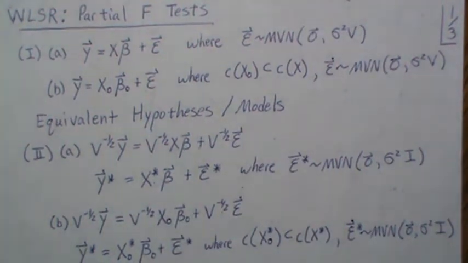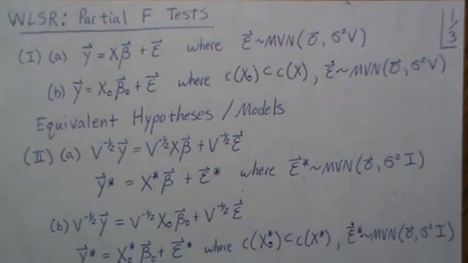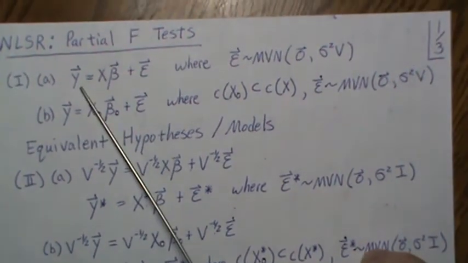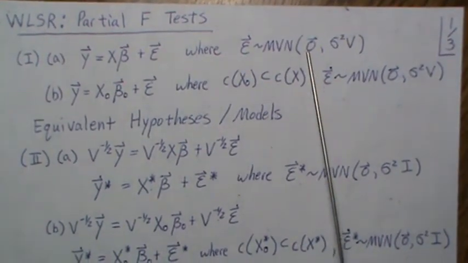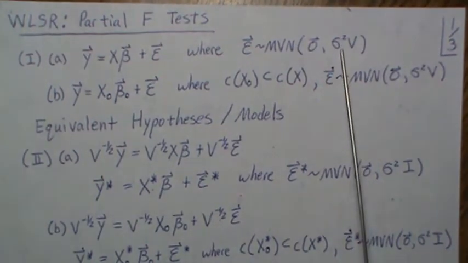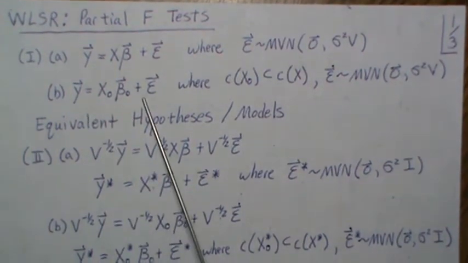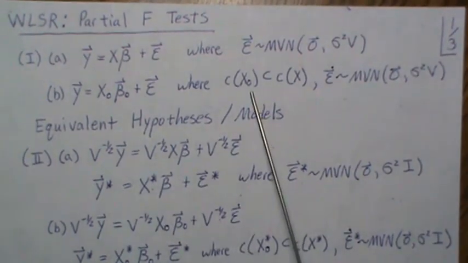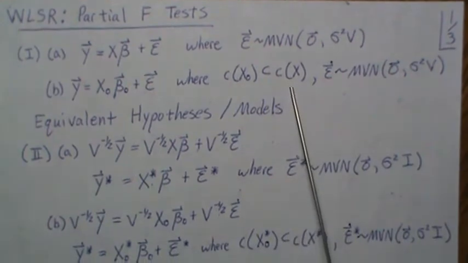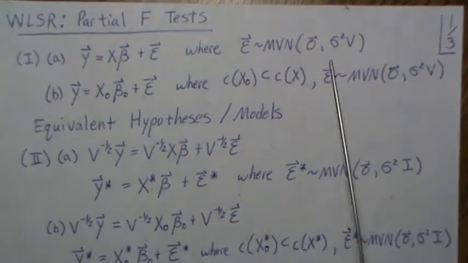Hello, in this video we're in the weighted least squares regression setting and we're going to develop partial F-tests for the model. As a reminder, the model that we're in is y = Xβ + ε, where ε is multivariate normal with mean zero and variance-covariance matrix σ²V. Then the reduced model would be represented like this: y = X₀β₀ + ε, where the column space of X₀ is a subset of the column space of X, and the error term we're going to consider the same.